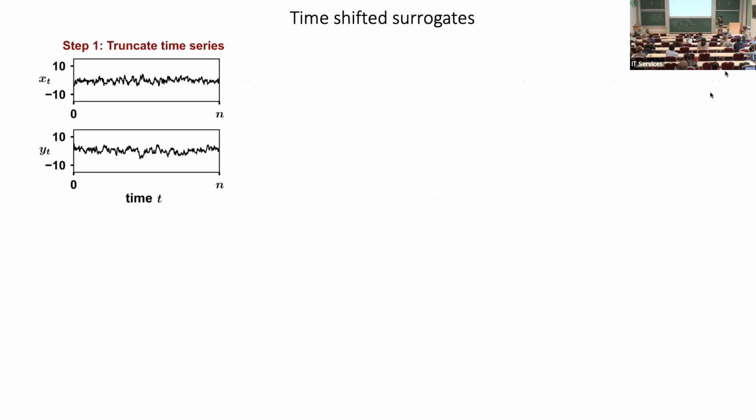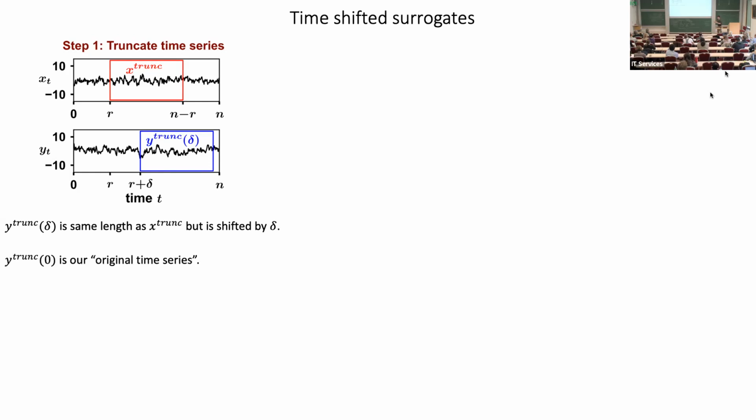In order to do that, we need to know what it is. The first thing we do for this time shift test is truncate our X sequence. We pick a number R, and we can talk about how to pick R, but I don't have time to right now. We throw away R data points to the left and R data points to the right, and we focus on the middle. I'll call that X trunk. We do the same thing for Y, and I'll call it Y trunk, except that Y trunk gets to slide around. Y trunk of delta gets to slide around. When delta equals 0, that's our original time series for Y, and when delta is not 0, those are our surrogates. That's the idea here.